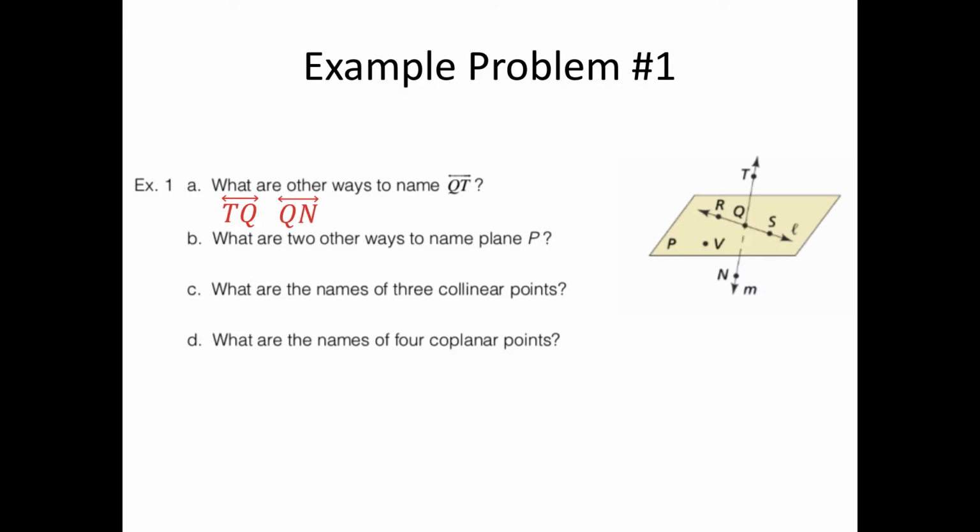I could call it QN. Right? Our first postulate says that 2 points make up a line. So if I pick any 2 points on this line, it's the same line. QT, TQ, QN, NQ. I could call it line M because it's down there. Those are all referring to this same line right here, the one that's going up and down.